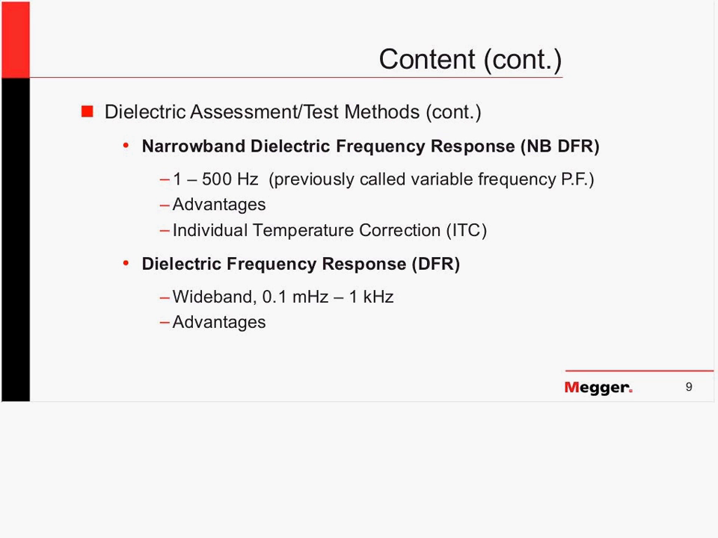A narrowband DFR test is an intermediate test between a power factor test and a DFR test. It's a departure from a power factor test because we are repeating power factor measurements several times across a range of frequencies. When compared to a DFR measurement, not only does a narrowband DFR test have a more narrow frequency range over which we measure power factor, but a narrowband DFR test does not rely on an insulation modeling database like DFR does.